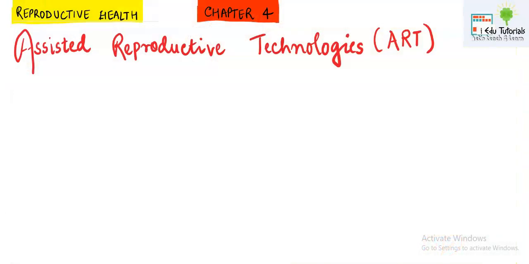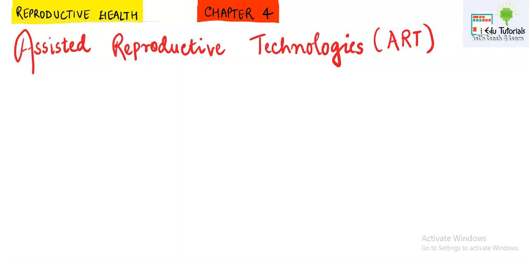Hello everyone, this is the video on Assisted Reproductive Technologies, chapter number 4. We have already done the introduction, the contraceptives and the sexually transmitted diseases, or STDs. So if you have not watched those videos yet, please do watch them.